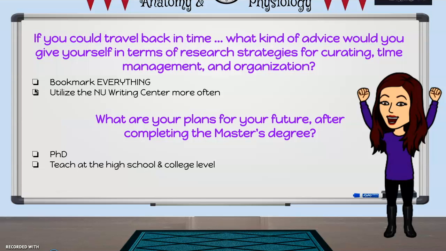And then what are my plans for my future after completing my master's degree? Something that I've always wanted to do is to continue on and get my PhD, as well as teach at the high school and the college level. That concludes my research topic proposal.